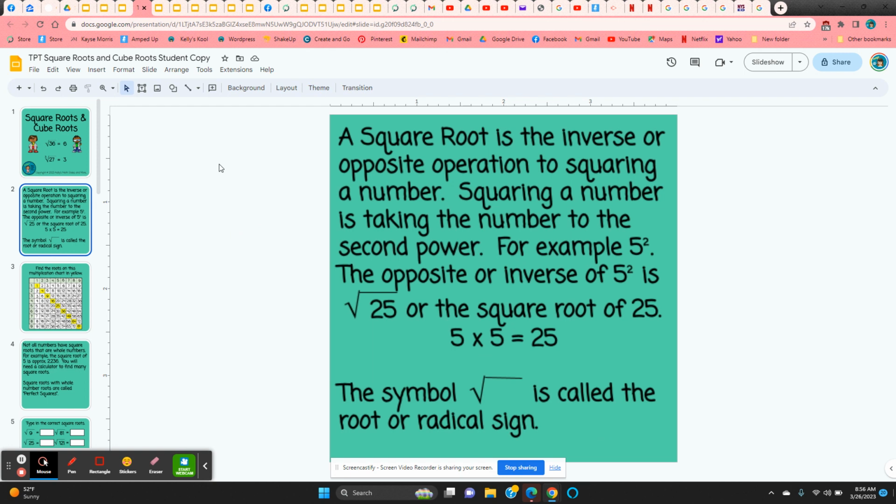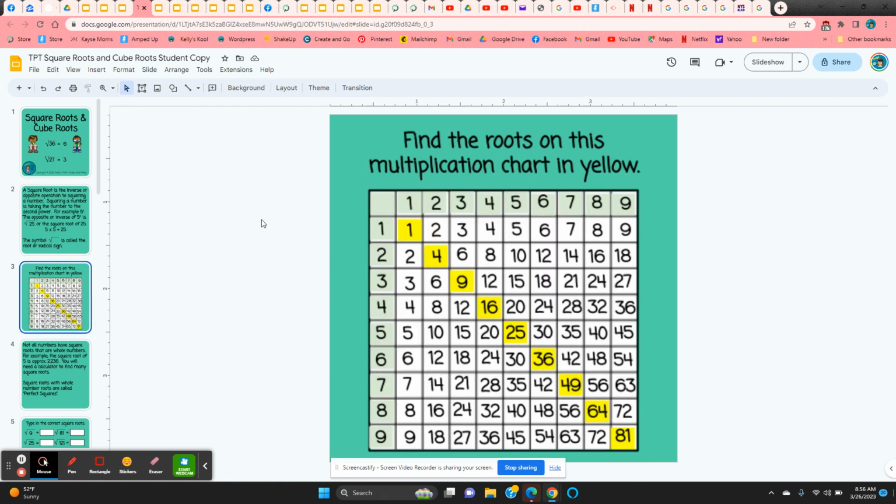So it starts with a definition. What a square root is: it's the inverse of squaring a number. So it gives them an example, and tells them that this is called a root or radical sign. It shows them a multiplication chart where you can easily find perfect squares.